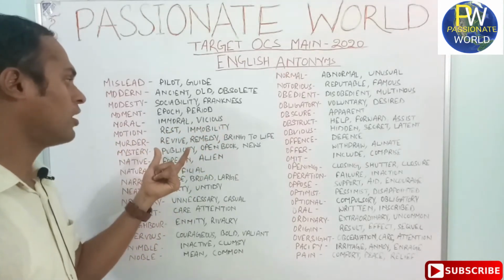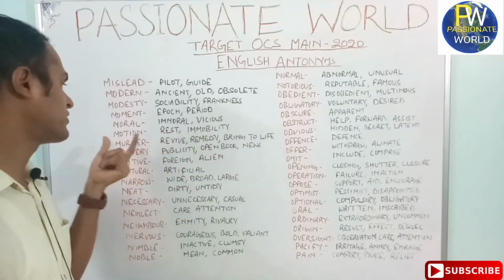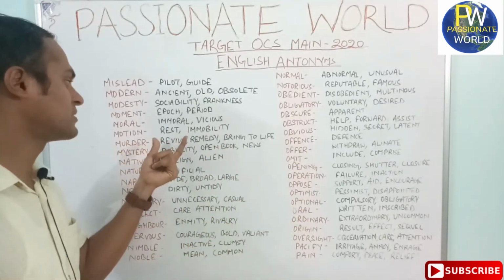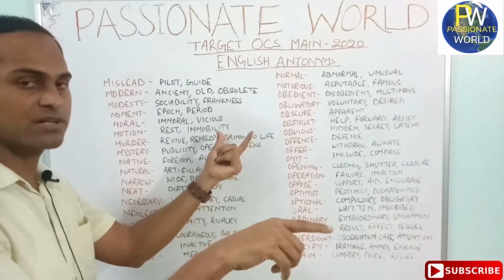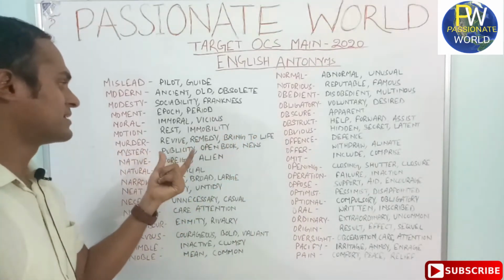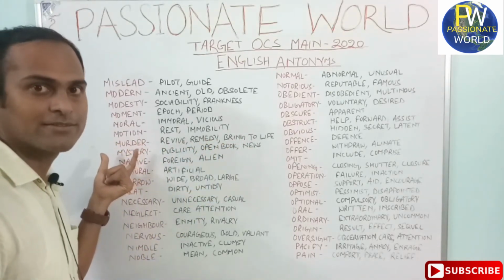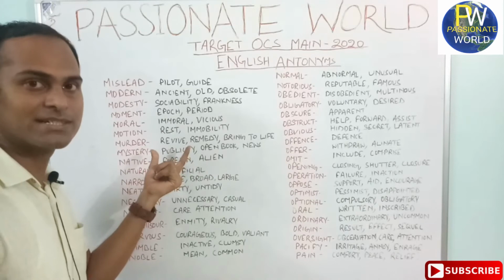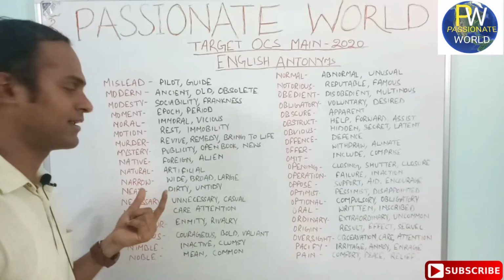Murder, revive or remedy or bring to life. You can write all of the three for murder. He has murdered that particular person, means he has revived that person, he has remedied that person, he has brought that person to life. Mystery, publicity, open book or news. Many people say some mystery is there in this particular place. Some publicity is there, you can say. Some open book or some news is there.